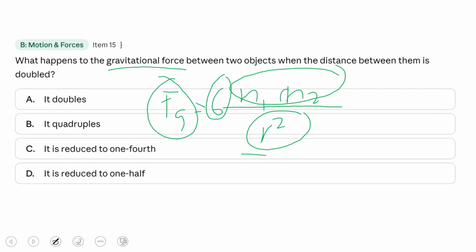So if the distance between them is doubled, this one increases, and a different phenomenon will happen in the gravitational force. It will decrease. If the distance is doubled and squared, it becomes 4, so the force will be reduced to 1/4. Okay, the answer is letter C. It is reduced to 1/4 by inverse proportionality.